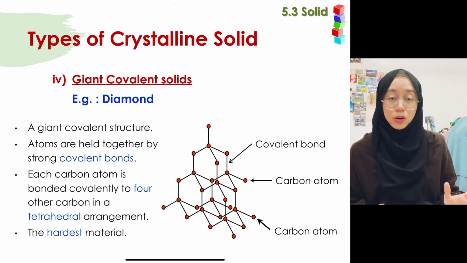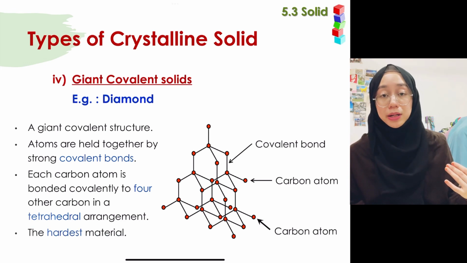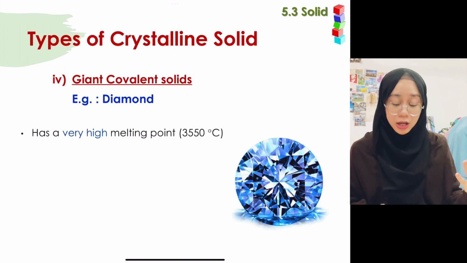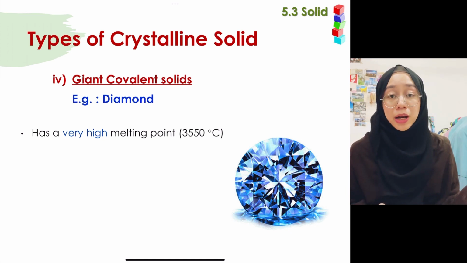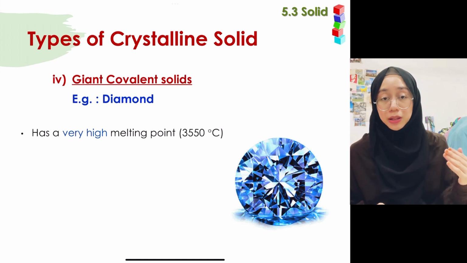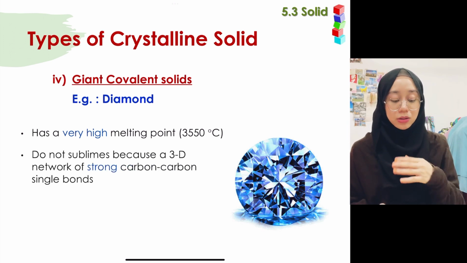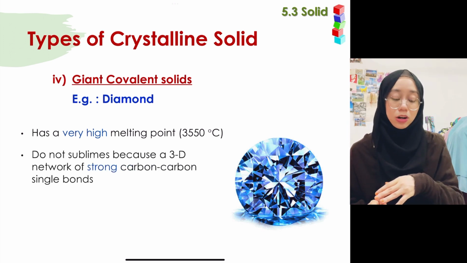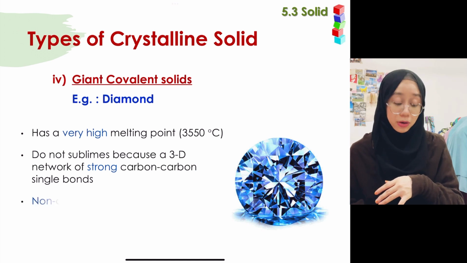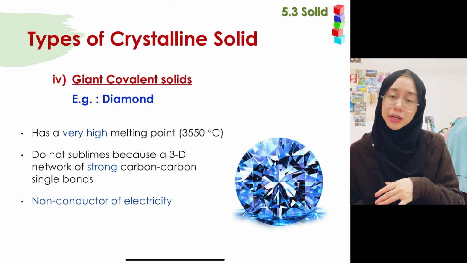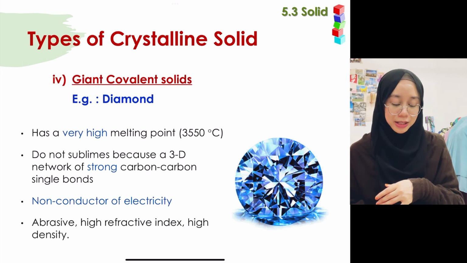Okay, so it becomes the hardest material. So since the hardest material class, so it has a very high melting point. Untuk kita punya diamond, the melting point is up to 3550 degrees Celsius. So it does not sublime because of a 3D network of strong carbon-carbon single bonds. Okay, so tapi dia tak boleh nak conduct electricity. Ini, okay, kita punya diamond ni tak boleh nak conduct electricity. So it is abrasive, high refractive index, and it has a very high density.